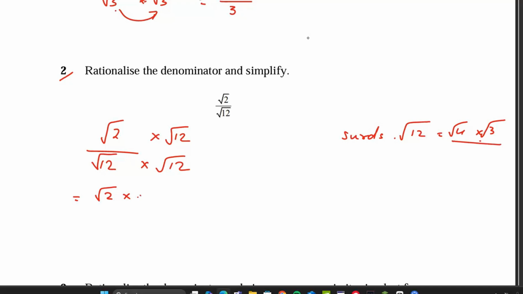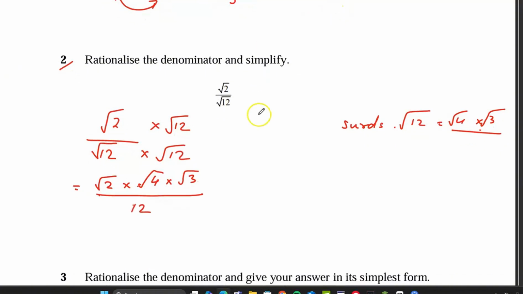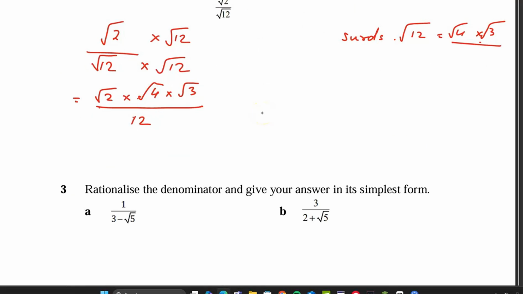So we can write that as root 4 times root 3 all over root 12 times root 12 is just 12. And then let's tidy up the numerator part. If you look at square root of 4, that gives us 2, and then we have root 2 root 3 over 12. And then when we simplify the numerator and the denominator, 2 1s are 2, 2 6s are 12, and our final answer is root 2 root 3 over 6.